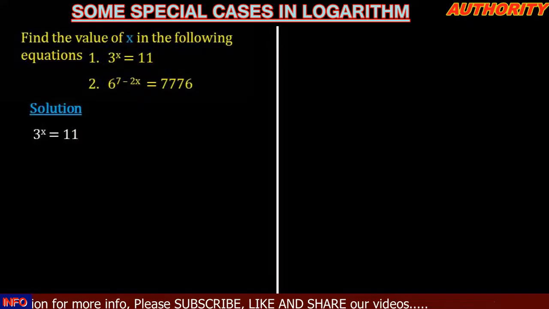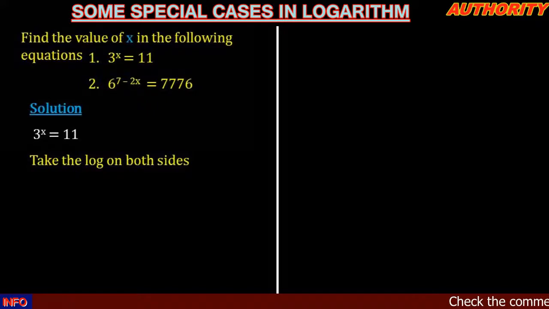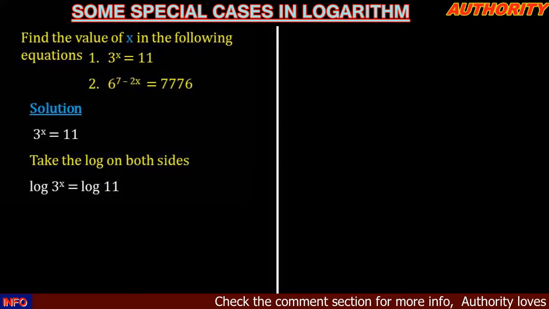Number 1. We say 3 raised to power x is equal to 11. In some cases where we have two logarithms with the same base, we do away with the log, right? Good. But in this case, we bring back the log, or we simply say, taking the log on both sides. So that means we're going to have log 3 raised to power x is equal to log 11.